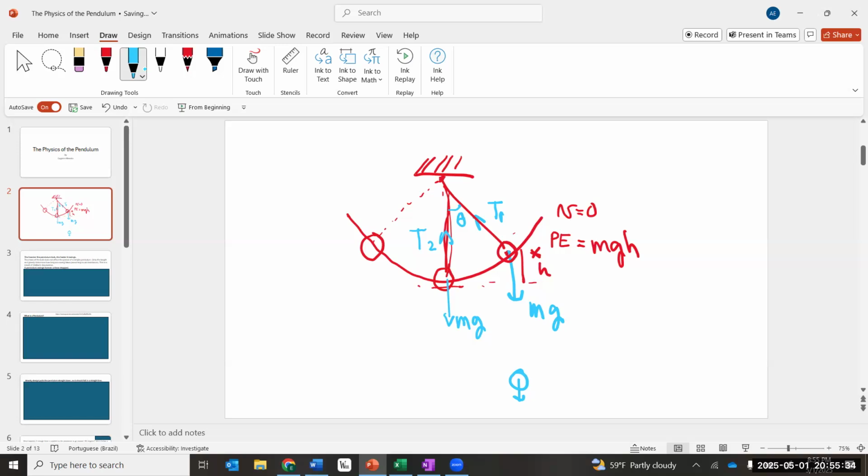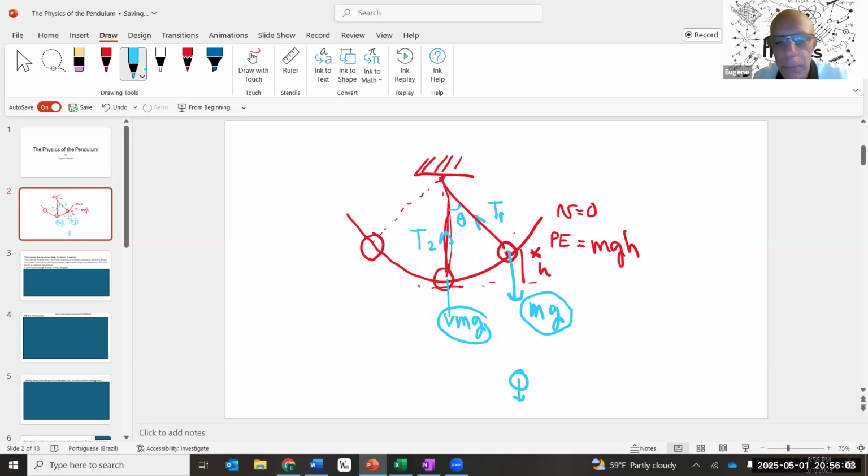I think tension 1 will be greater. You think tension 1 is going to be greater? Why? Because it has to account for the change in height, something like that. Yeah. Is mg changing? No, mg is not changing, right? But the angle is changing, right?